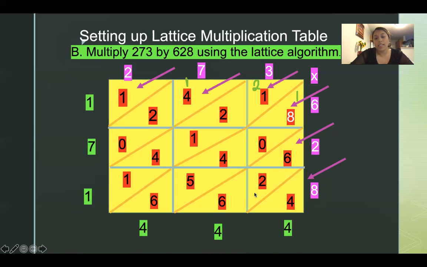So if we start this way, 6 plus 6 plus 2 is 14, we put our 4 here, and we add it to the next line, and we add like that, and we continue. So 8 plus 1 plus 4 plus 5 plus 6 is 24. We carried our 2, and then we just continue. And that's how we end up with a grand total of 171,444.